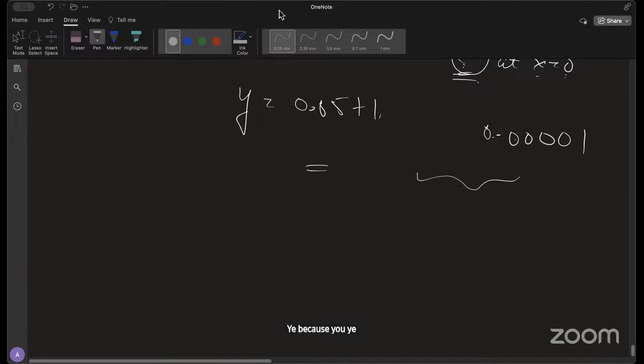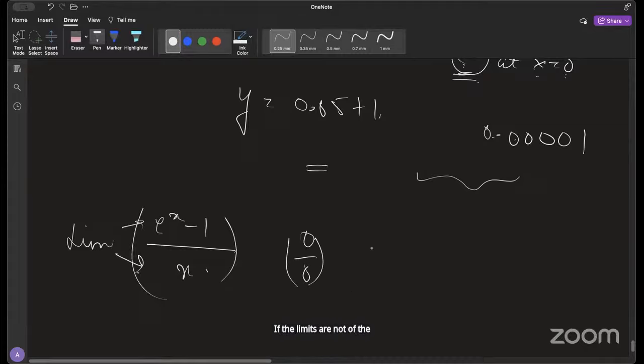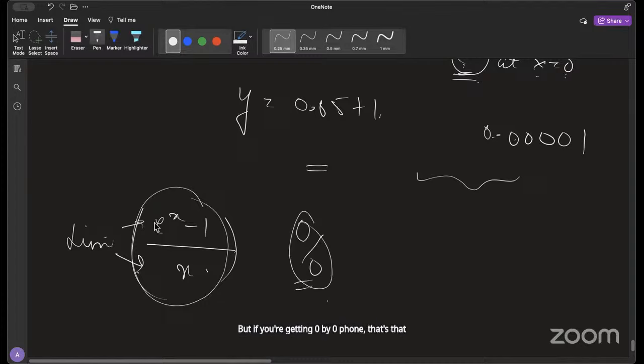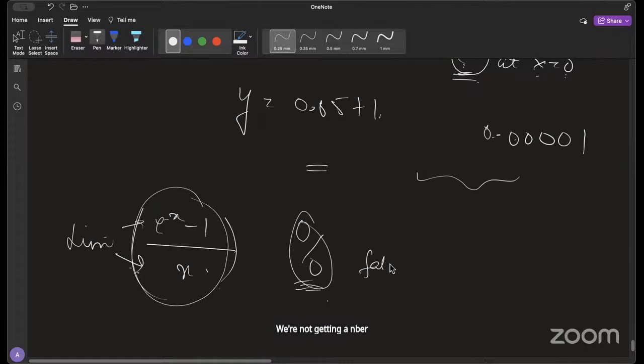Yeah, that's what I explained there. It's this one, right? So if you have this thing, we said that you can separate the limits over these two functions if the limits are not of the form 0 by 0 or infinity by infinity. If you're getting this form, then don't do it. That means you're not getting the limit, right? What's the purpose of separating the limits over these two functions? It's to find the limit of this entire function. But if you're getting 0 by 0 form, that means you can't separate it over these two. You're not getting a number. That's why it should be false.